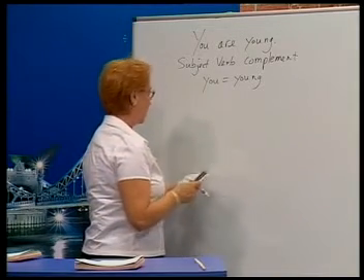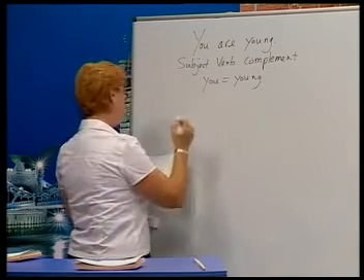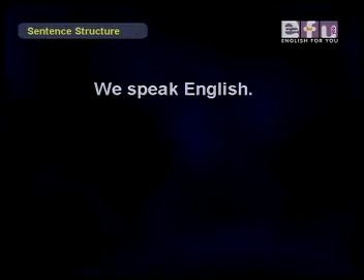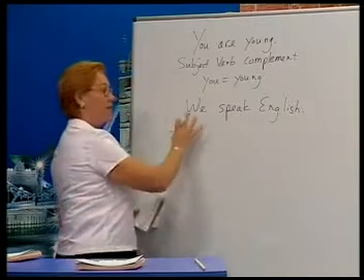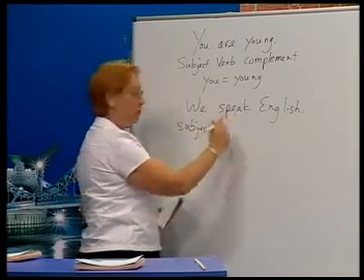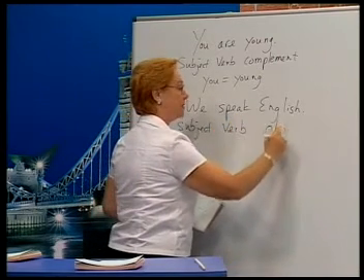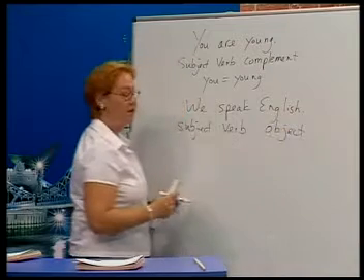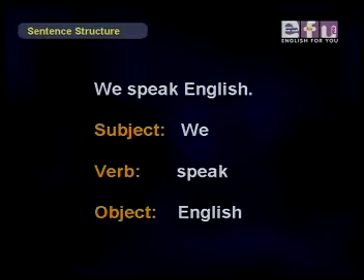Now, I want to talk about another kind of sentence structure, the similar. We speak English. We speak English. Now, subject, verb. This is an object. So we, subject, speak, verb, English, object.